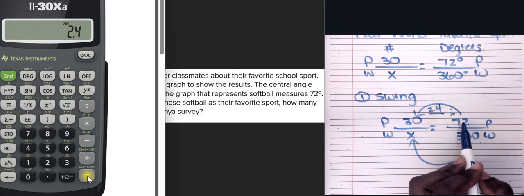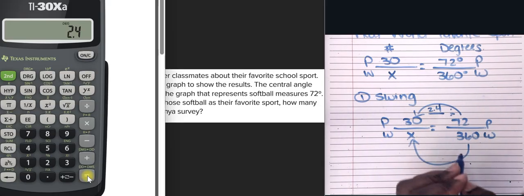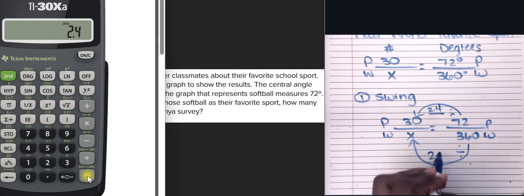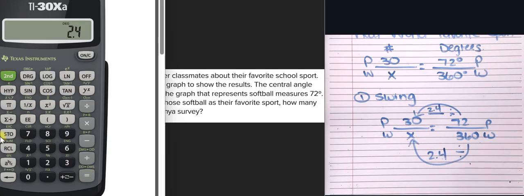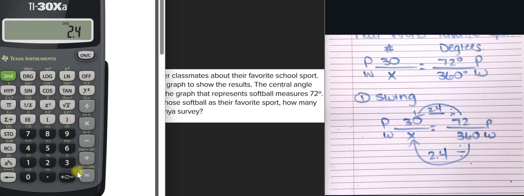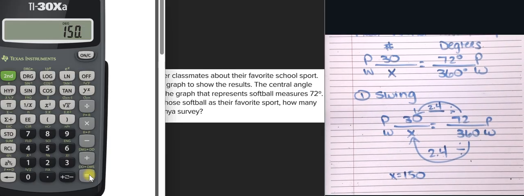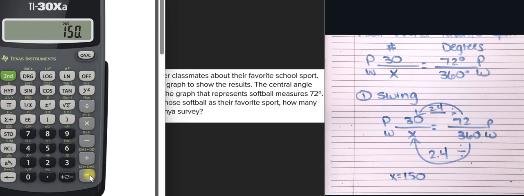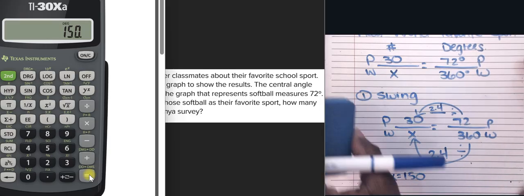So we are going in the same direction, right to left, right to left. So I'm going to use the same operation, and of course, you're going to keep the quantity the same as well. So we're going to say 360 divided by 2.4. That gives me 150. So X is equal to 150 students. That's our answer. If you like the swing method, that is how you would solve it.